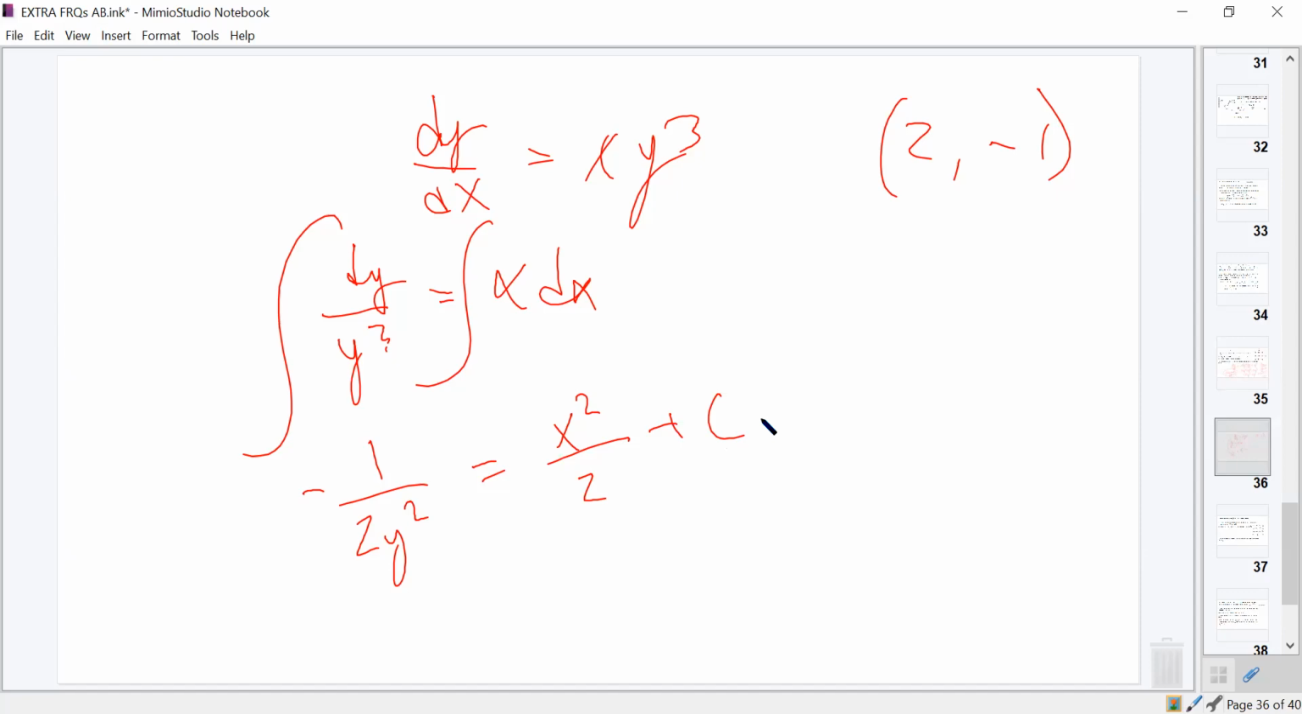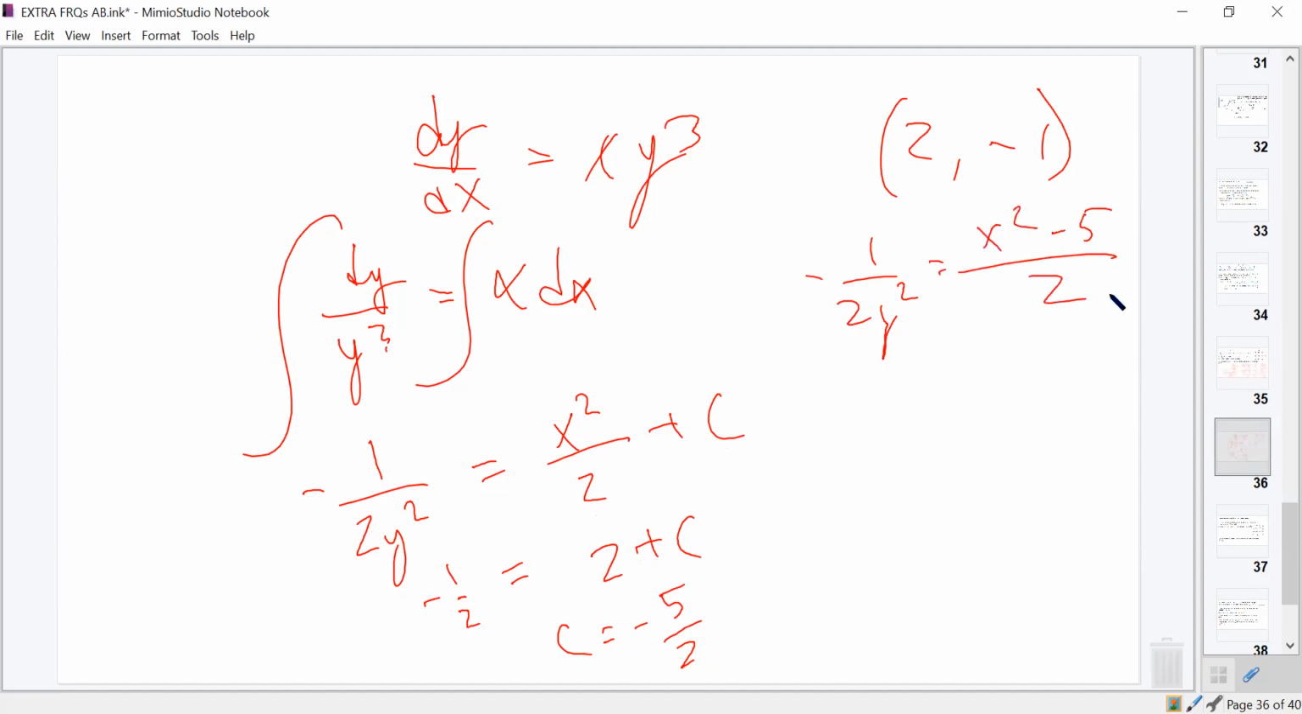Yeah. Okay. Then you'll find your constant by plugging in 2 for x. So 2 squared is 4 over 2 is 2. And then -1 here is just going to give me -1/2. Our constant is -5/2. And so we end up with -1 over 2y squared equals x squared minus 5 all over 2. X squared over 2 minus 5/2. Everybody good there?